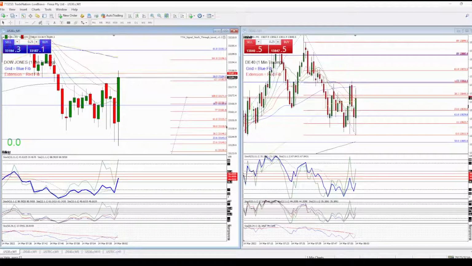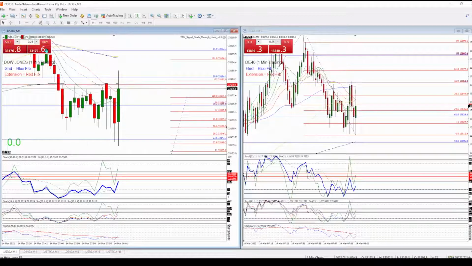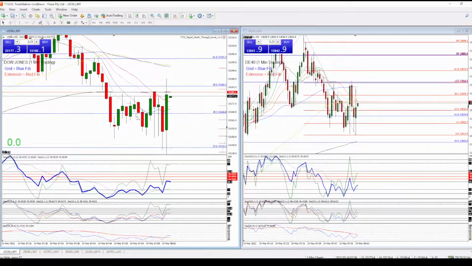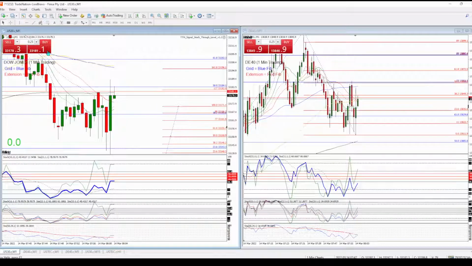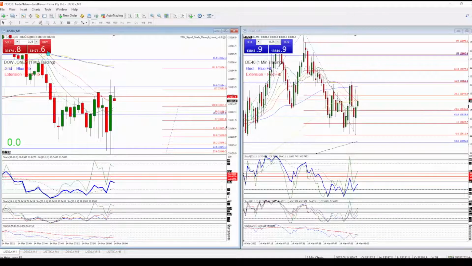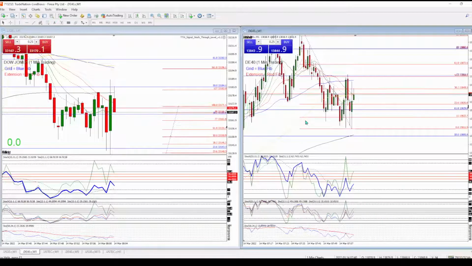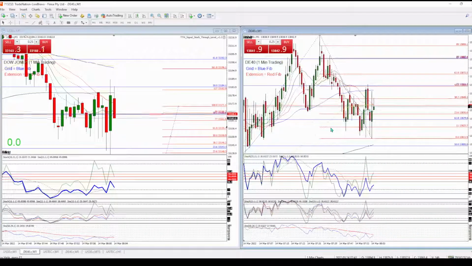Watch out, 33 up through 50 on the Dow. I'll take that long. And 155 moving average holding us on the Dow 1 minute as resistance. Watch for 33 up through 50 on the DAX. DAX a lot of wicks and tails at the moment. Waiting for that buy opportunity.